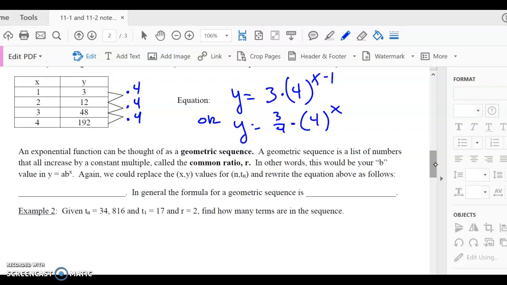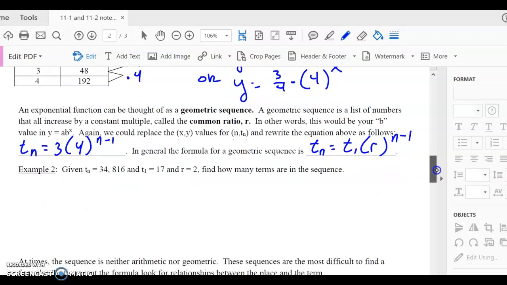An exponential function can be thought of as a geometric sequence. A geometric sequence is a list of numbers that all increase by a constant multiple called the common ratio and denoted with an r. In other words, this would be your b in the y equals a times b to the x. Again, we could replace the x and y notation for n comma t sub n and rewrite the equation as follows. T sub n equals 3 times 4 to the n minus 1. In general, for a geometric sequence, we write t sub n equals t sub 1 times r to the n minus 1. And again, we could also use the exponential notation that I noted above.